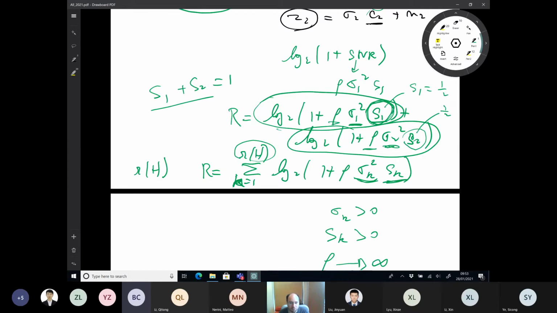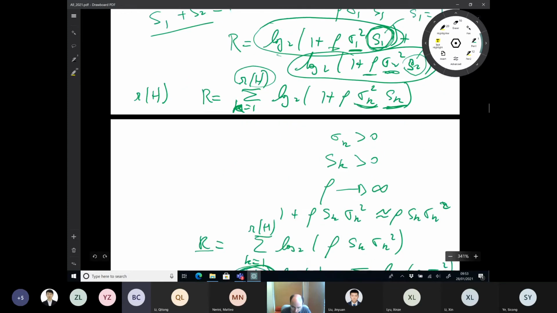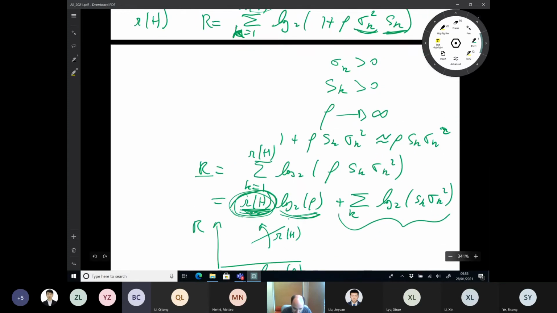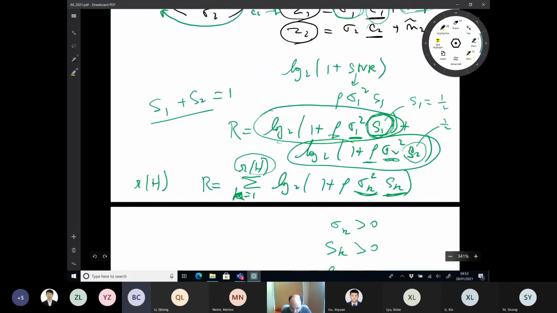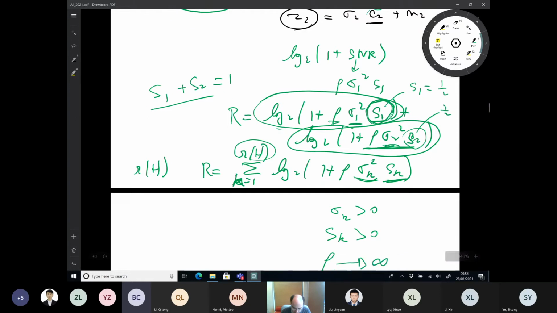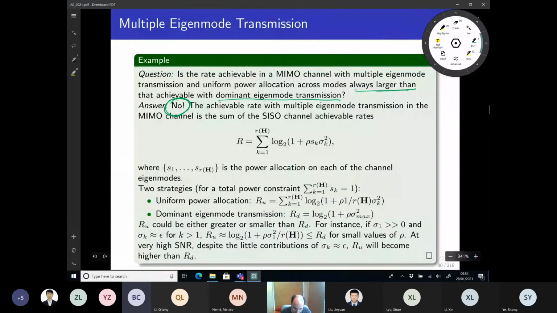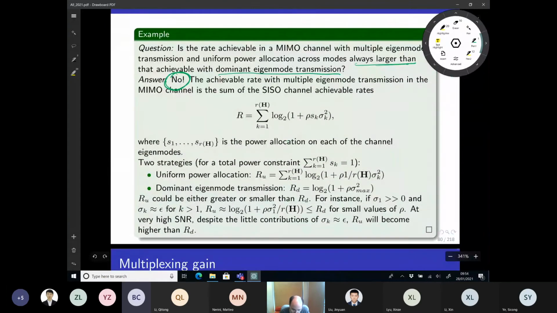Allocating power uniformly may be a good strategy if you really had high SNR, because then the rate will increase with the rank of H. But if you have a finite SNR, sometimes this quantity may be very, very small and will not contribute much to the rate. And so you may be better off transmitting only to a subset of those eigenvalues or a subset of those modes. Okay. So this is what it means.